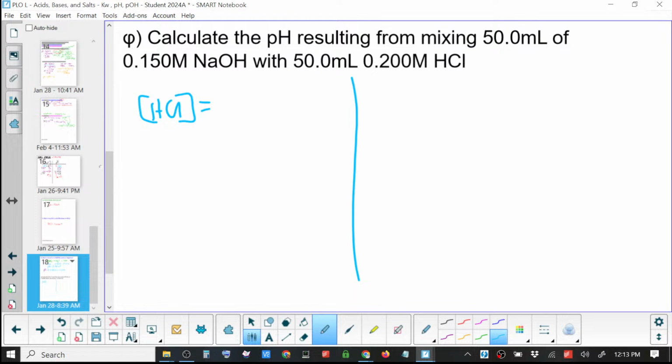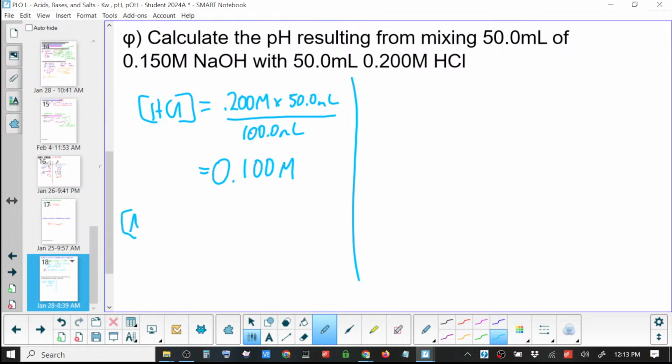We did the original molarity of HCl. Okay, so that's 0.200 molar. And then you multiply that by the old volume over the new volume, 50 over 100. And what did that equal? 0.1. Excellent. And then you take the negative log of that, because that's when you go to the pH. And then what did you do?